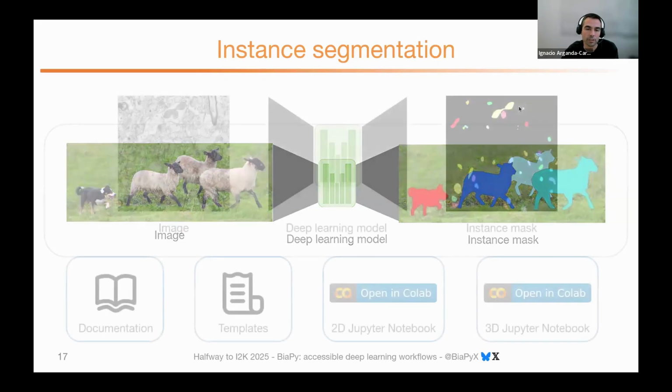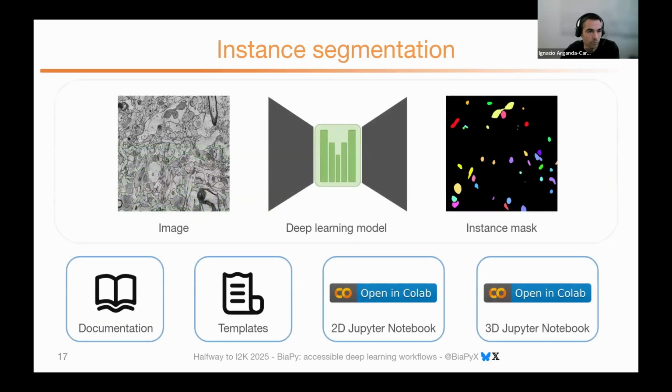This is what we call instance segmentation, and we have ways of doing this in 2D and 3D, multi-channel, and in BiaPy, for example, with big datasets. An example to do, and this is similar to before, is mitochondria segmentation on EM images, but now for all the instances of the mitochondria.